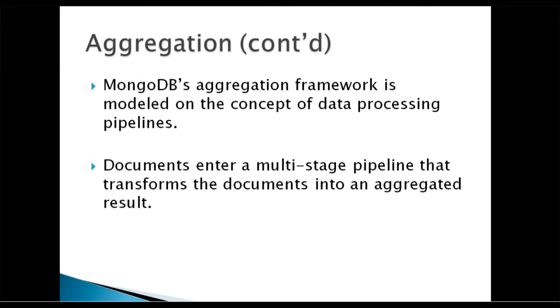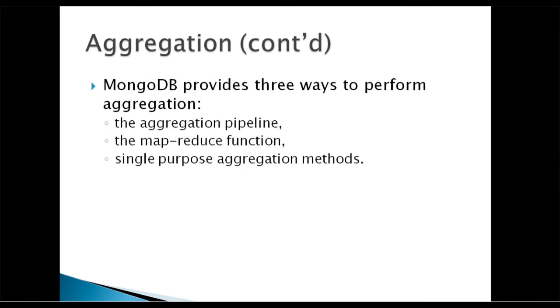MongoDB's aggregation framework is modeled on the concept of data processing pipelines. Documents enter a multi-stage pipeline that transforms the documents into aggregated results. MongoDB provides three ways to perform aggregation: aggregation pipeline, MapReduce function, and single purpose aggregation method. In this session, we are going to discuss the aggregation pipeline.